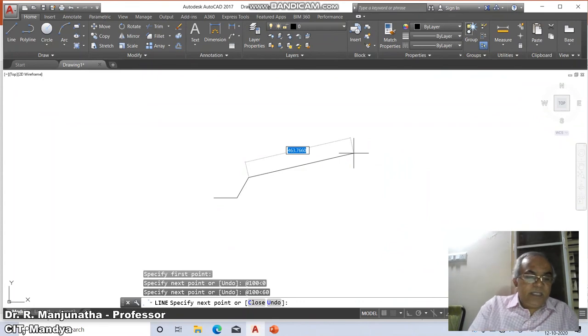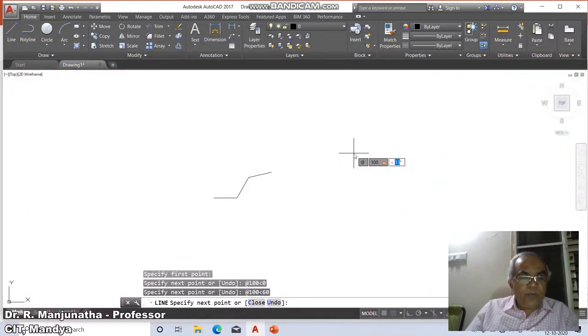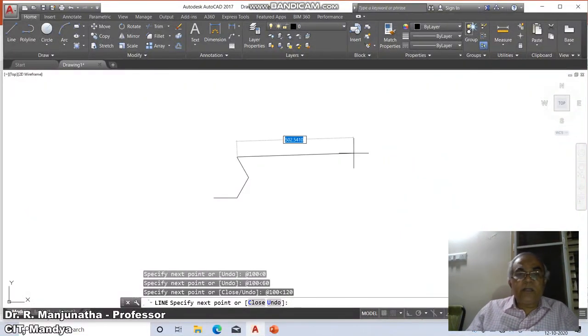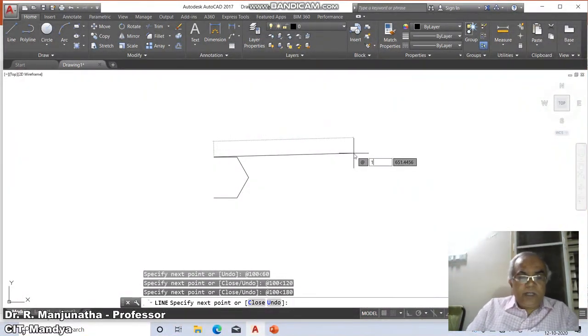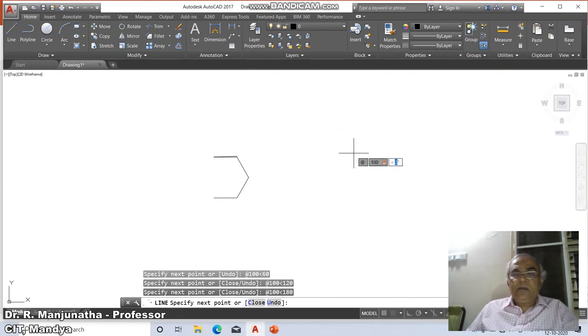So again at the rate, the syntax is distance and angle. So the distance is 100 less than angle 60 plus 60. It becomes 120. So here you're going to get 120. Again at the rate 120 plus 60, it is 180. So 100 less than 180. Now you are moving in the opposite direction of the UCS x-axis. Again at the rate 100 less than, so here 180 plus 60 is 240. So you're going to get 240.